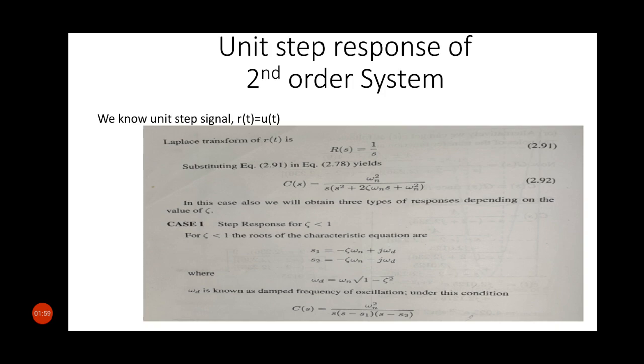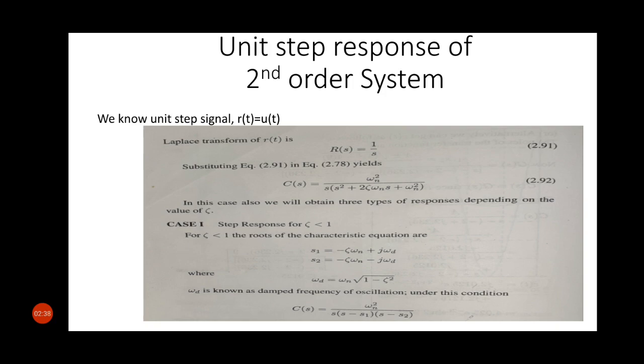So if zeta is less than 1, then S1 is equivalent to minus zeta omega n plus j omega d, and S2 is equal to minus zeta omega n minus j omega d, where omega d is equivalent to omega n root under 1 minus zeta square. Here omega d is known as the damped frequency of oscillation, and under this condition, the output response C(s) is equivalent to omega n square divided by s into (s minus s1) into (s minus s2).